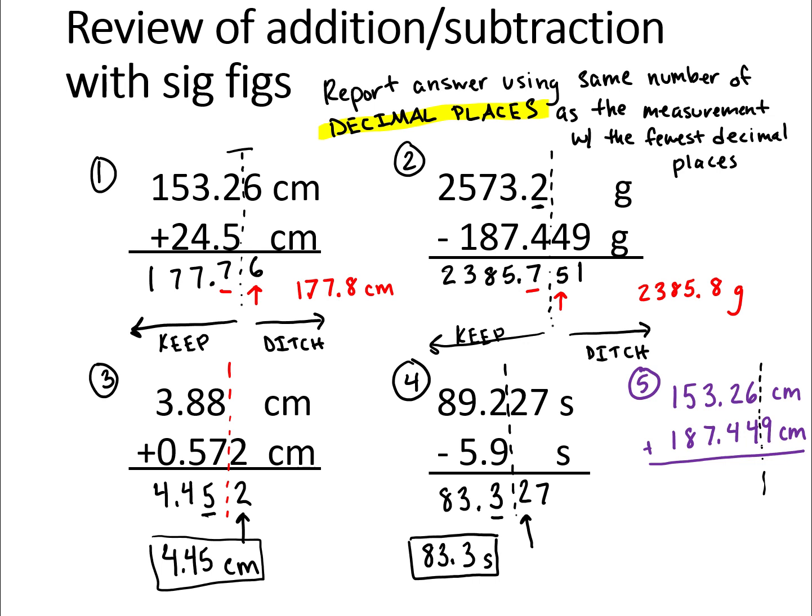So we have to cut this off at the hundredths place, right? Because the top one only has 2 decimal places. Bottom one has 3. You add it up. That 0 is the last one that we keep. So we look at the 9 to see what we do, and we have to round up. There.